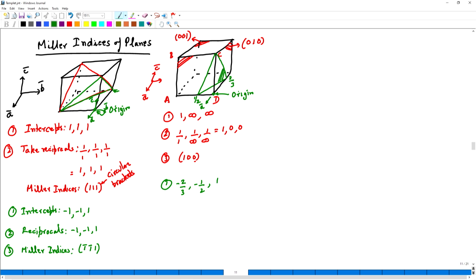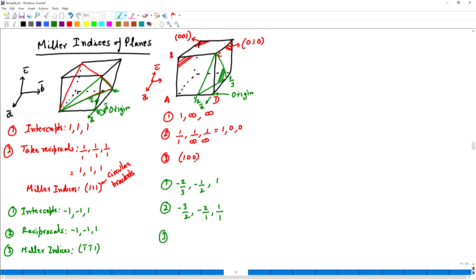Now, just like what I had done for directions, I want to remove these fractions and bring it down to integers. So, I can do this, but before I do this, I need to take reciprocals. So, reciprocals: minus 3 by 2, minus 2 upon 1, and 1 upon 1. The third step would be the Miller indices.